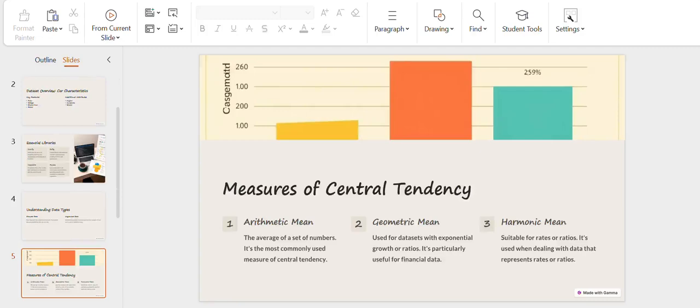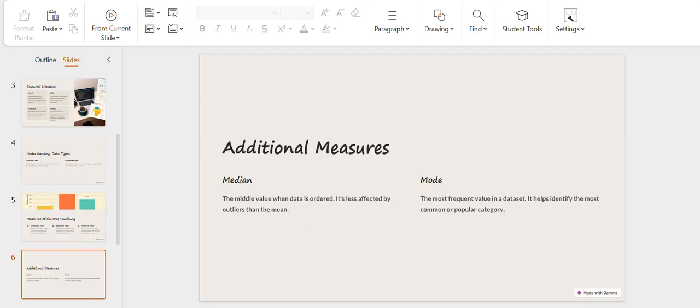Measures of central tendency. The first one is arithmetic mean, the most common average, calculated by adding all values and dividing by the number of values. The second one is geometric mean, useful for data with exponential growth such as compound interest or population growth. The third one is harmonic mean, best used for rates or ratios like fuel efficiency. Additional measures: the first one is median, the middle value, and the second one is mode, the most frequent value.